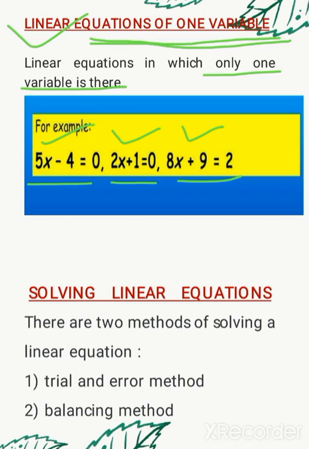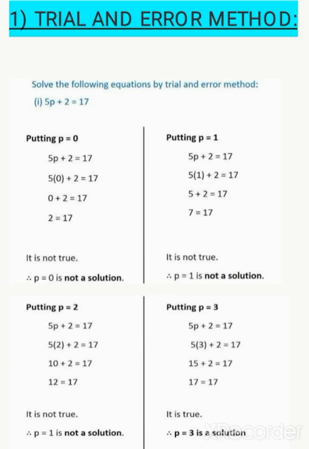And next we must know how we can solve such linear equations. There are two methods of solving these linear equations. One is the trial and error method, and the second one is the balancing method. First, let us talk about the first method of solving linear equations, that is the trial and error method.